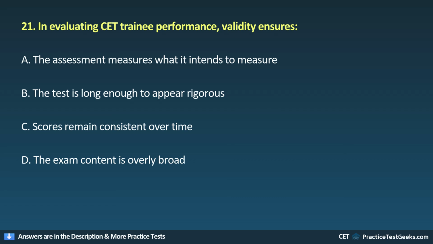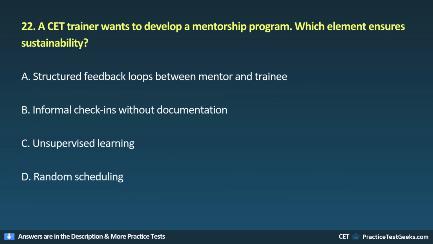The assessment measures what it intends to measure. B. The test is long enough to appear rigorous. C. Scores remain consistent over time. D. The exam content is overly broad. 22. A CET trainer wants to develop a mentorship program. Which element ensures sustainability? A.